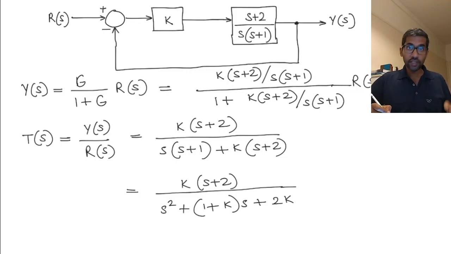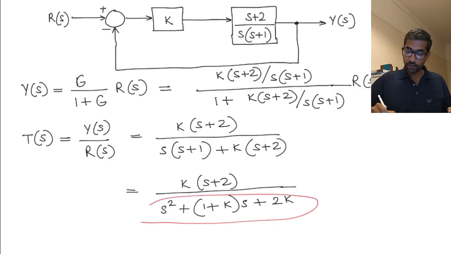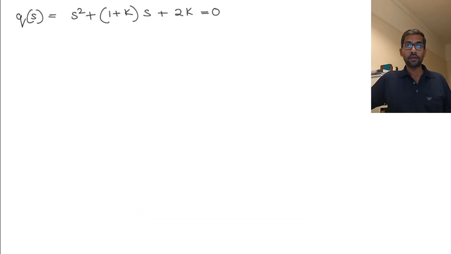Okay, so in this particular transfer function, what is the characteristic equation? The characteristic equation is the denominator of our transfer function, which is this part. And we are going to form our Routh array using that equation and then evaluate the stability. So let's take a look at that. So the characteristic equation of our system is given by this equation, right?